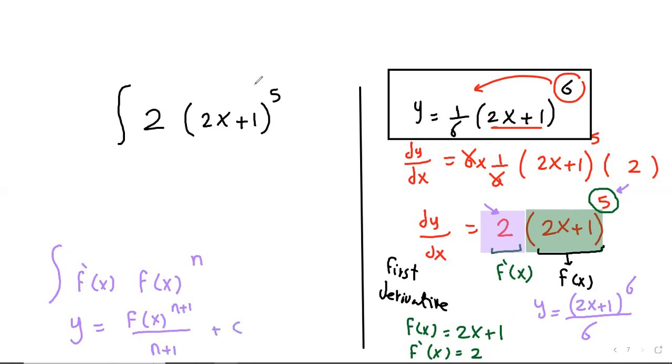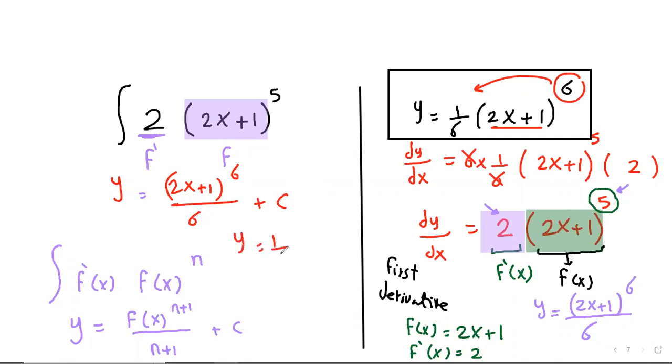So here in this example, we have 2x plus 1. Deal with it as the function f, 2x plus 1. And f prime here is 2, as it is written here, it's 2. So here the integration, or the original function y, is 2x plus 1, add 1 to the power, 6, then divide by the new power, and don't forget to write c. So y is equal to 1 over 6, 2x plus 1 to the power of 6, and then plus c.